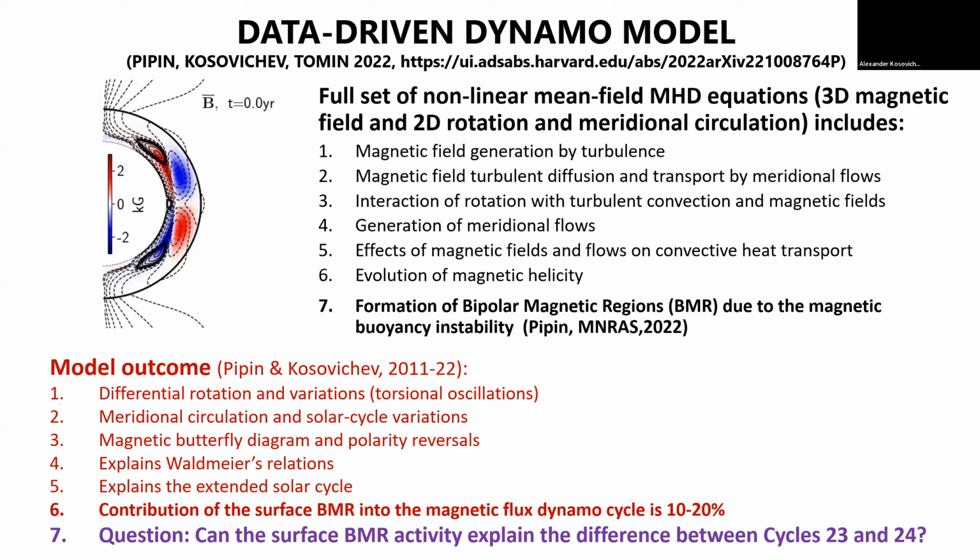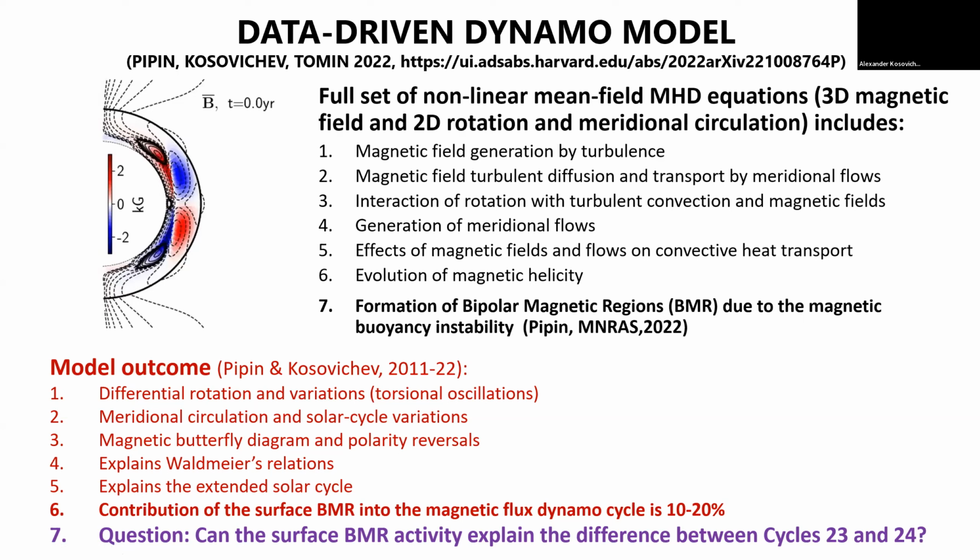So that's why, even when there is no magnetic field on the surface, no ephemeral active regions, you still see torsion oscillations. You can still see variations of the meridional circulation. It's not just inflows. We see that even outside active regions, we can see these migrating bands of variation of meridional circulation. The model also explained the Waldmeier relation.